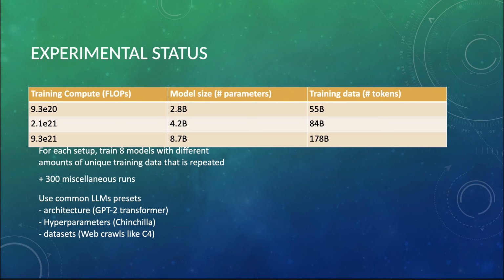Three different versions of the model are the focus. The first version has 2.8 billion parameters, the second has 4.2 billion parameters, and the third has 8.7 billion parameters. For each of these models, a specific amount of unique data tokens for training was used. All the models were trained using a method similar to GPT-2, a type of artificial intelligence model known as a transformer.